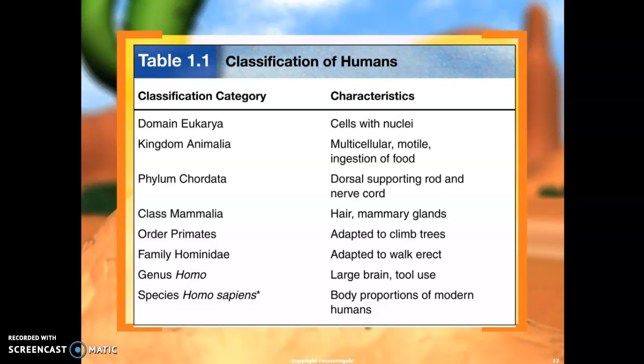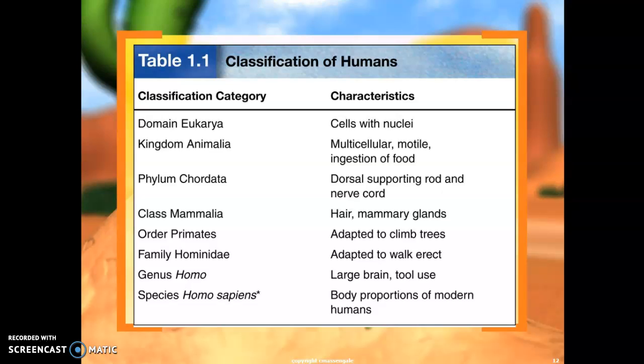This is the classification for humans. Humans are in the domain Eukarya because we have a nucleus, and we are, of course, eukaryotes. We are in the kingdom Animalia because we are multicellular. We're in the phylum of chordates because we have that nerve cord going down our back. We are in the class of mammals because we have hair and we feed our young with our mammary glands. We are in the order of primates because we're adapted to climb trees.